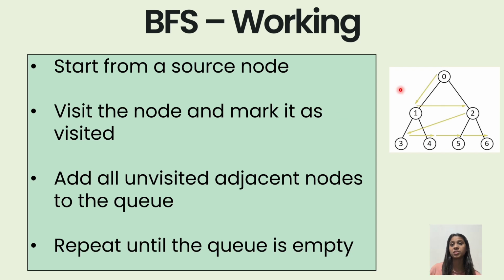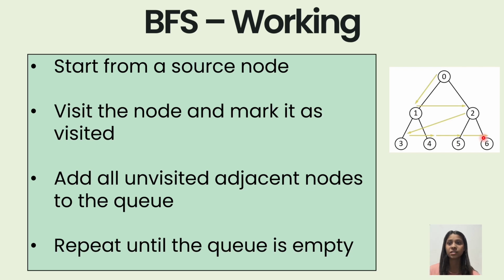First, you need to start from the source node or the root node. And then you need to visit the node and mark it as visited. Add all the unvisited adjacent nodes to the queue. Repeat until the queue is empty. So this is how BFS actually works.